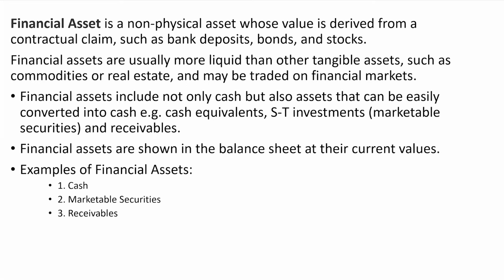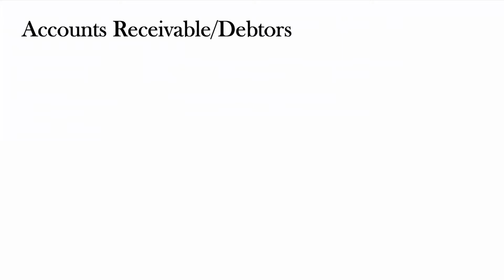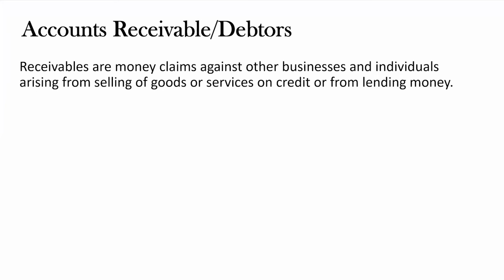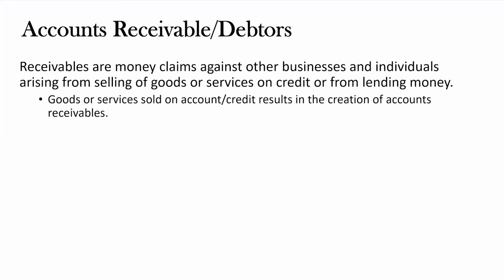In our most recent videos, we looked at cash, the financial asset, and we narrowed into what we call the bank reconciliation. But this week, we'll be focusing on our accounts receivable, or debtors. And what is this? Receivables are money claims against other businesses and individuals arising from the selling of goods and services on credit or lending money. Essentially, this is your goods or service that you sold on account, and on account means on credit, that results in the creation of accounts receivable.